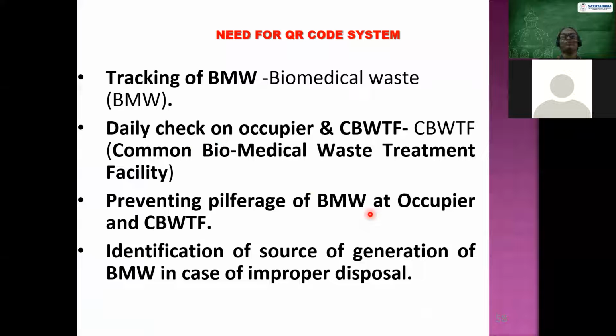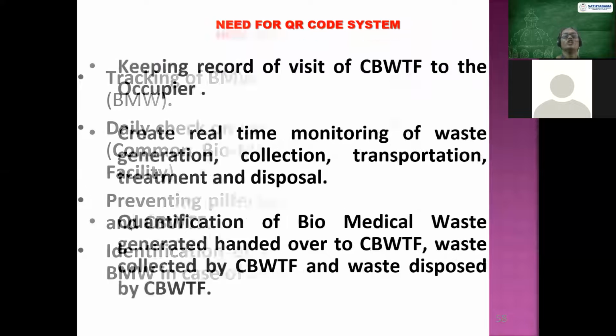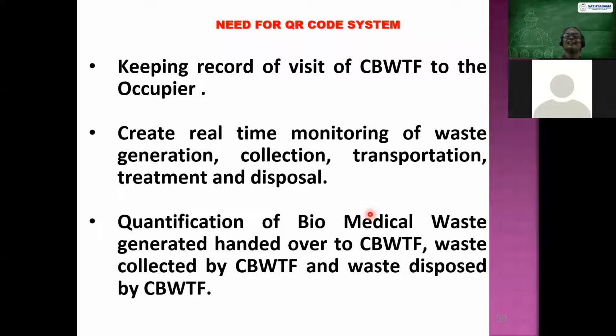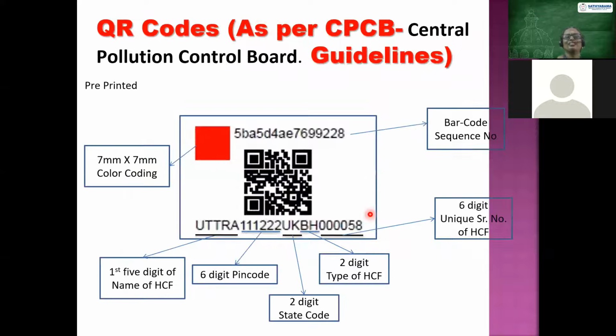The second is the QR system tracking of biomedical waste. We have seen that hazardous and infectious waste develops from biomedical waste. So the common biomedical waste treatment facility is very much needed for healthcare facilities. So what QR system is there? They will keep on recording. Okay, I will show you how this QR works. It is given by the Central Pollution Control Board.